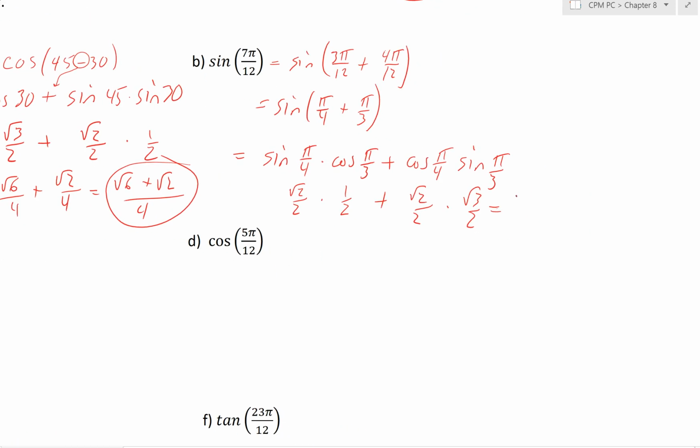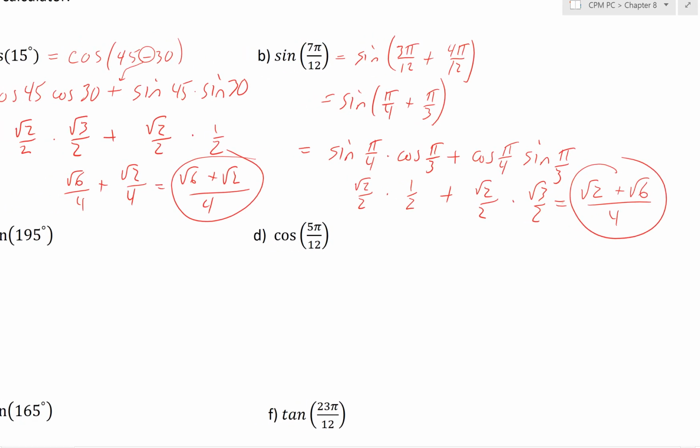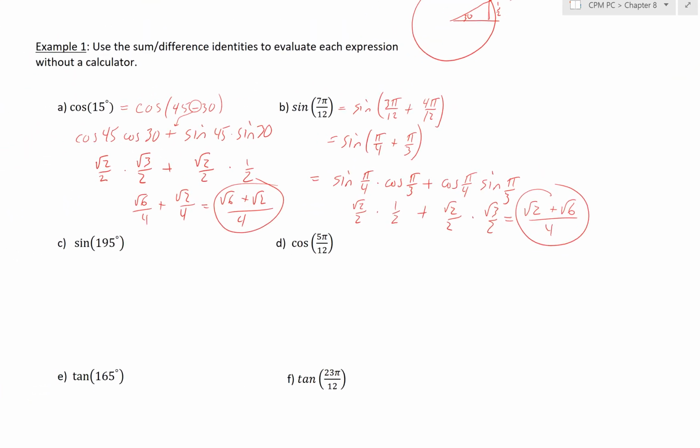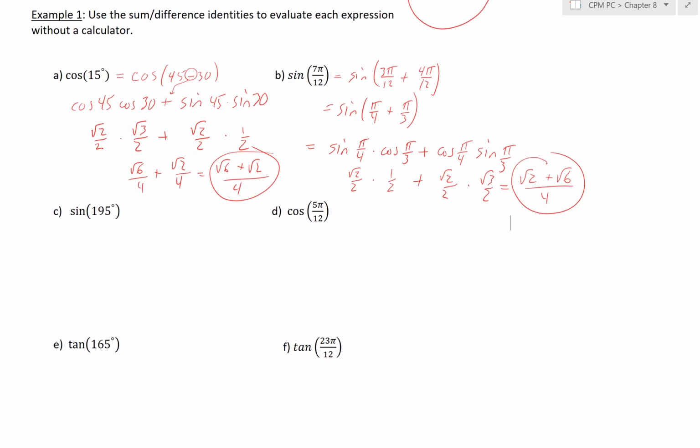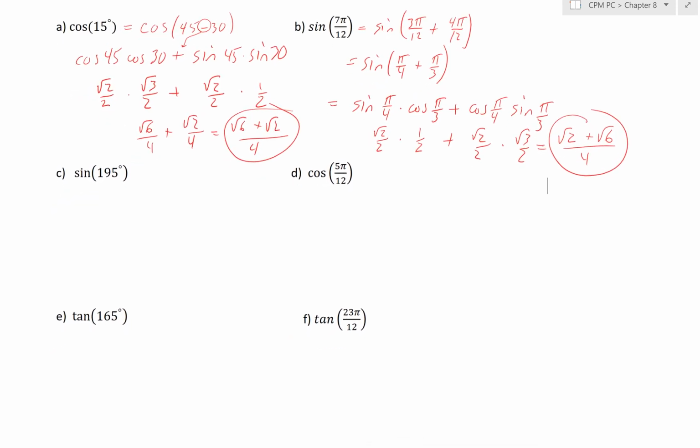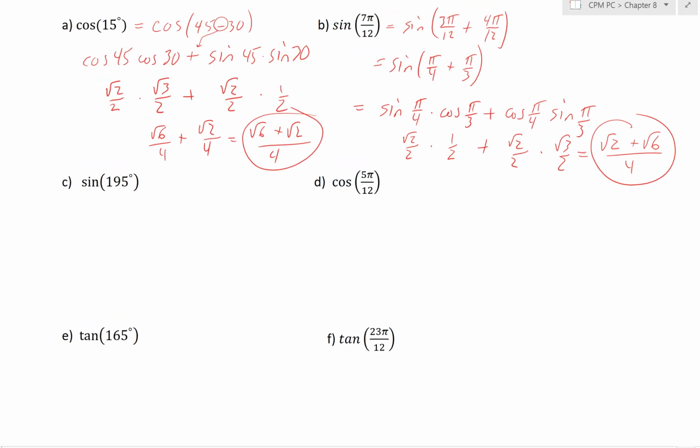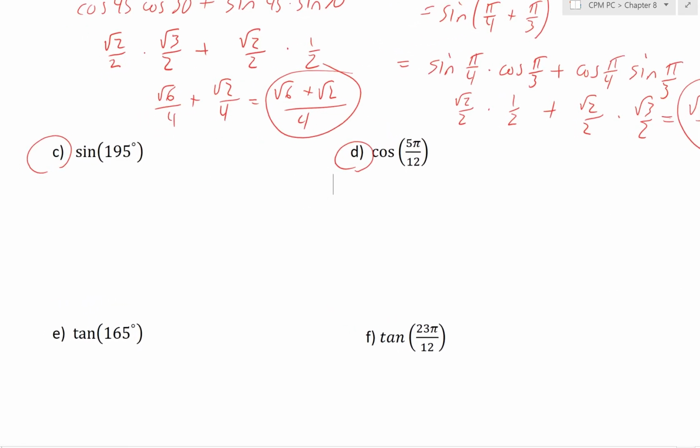And so then that is root 2 plus root 6 over 4. They're the same. That's true. Okay. Go ahead and try C and D.